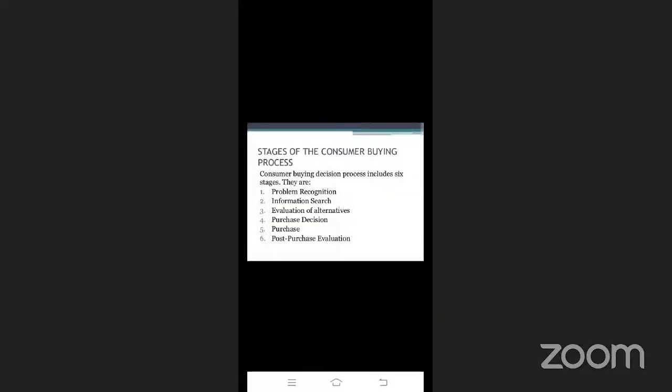Why is there a need for consumer behavior study? Why do we need to read about consumer behavior? Okay. So the stages of consumer buying behavior. The consumer buying decision process includes 6 stages. They are problem recognition, information search, evaluation of alternatives, purchase decision, purchase, post-purchase evaluation. Okay, these are the 6 stages of the consumer buying process.